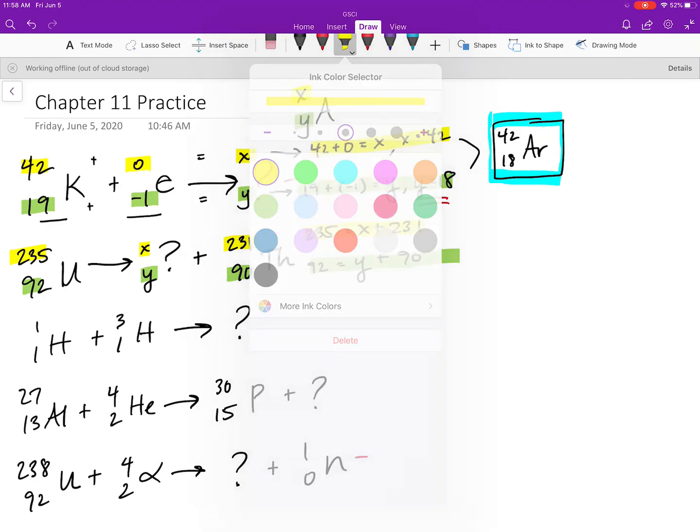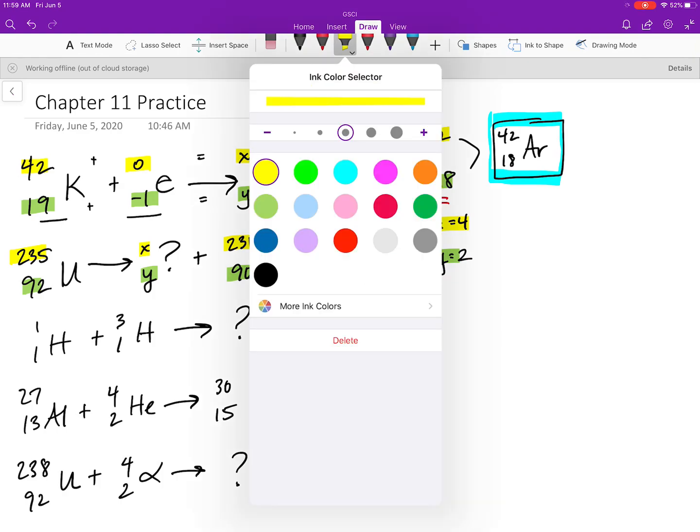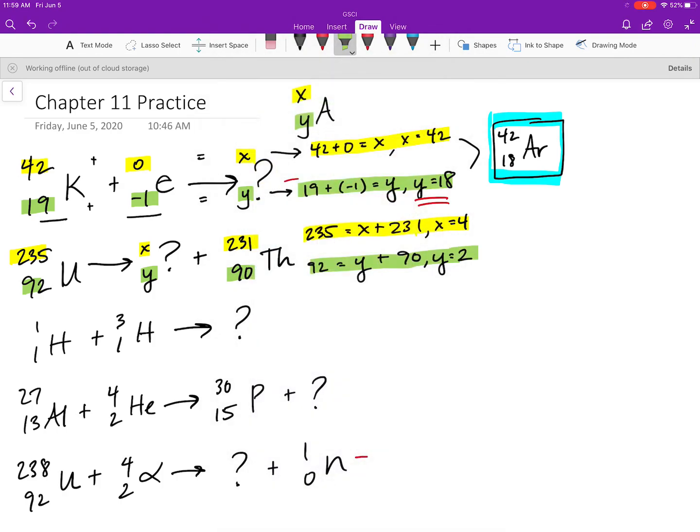And in this case, in order for the left to equal the right on the yellow equation, x must be equal to 4 because 231 plus 4 equals 235, and y is going to be equal to 2 because 90 plus 2 is 92. So what this is, it's going to be 4, 2.